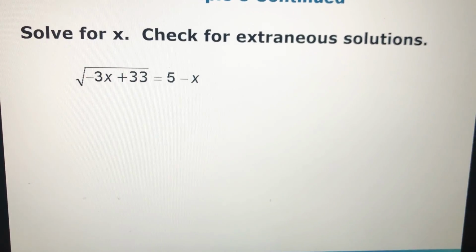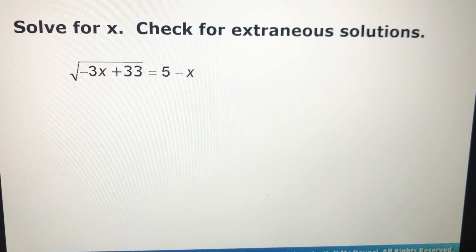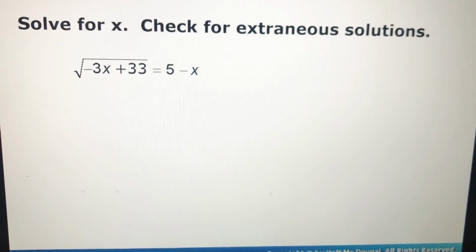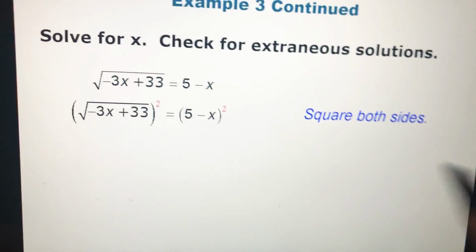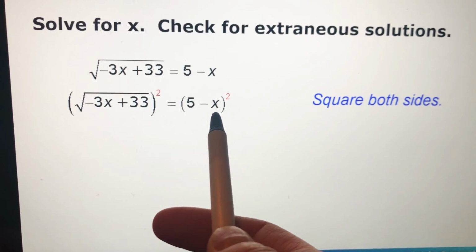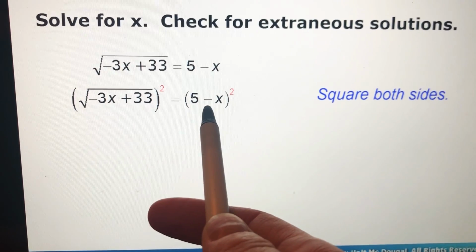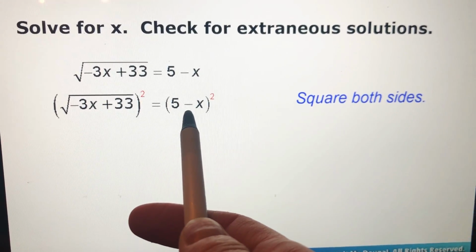Okay, good. Here's another problem I'm going to show you. What am I going to do here? I'm going to square both sides, right? Because I want to get rid of that square root. But be careful, because when you square both sides, what are you going to have to do to this right side? You're going to have to FOIL that out. This is not 25 minus x squared, which is, you know what I hate when you guys do that.